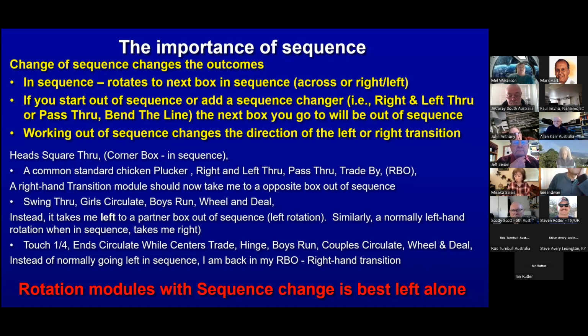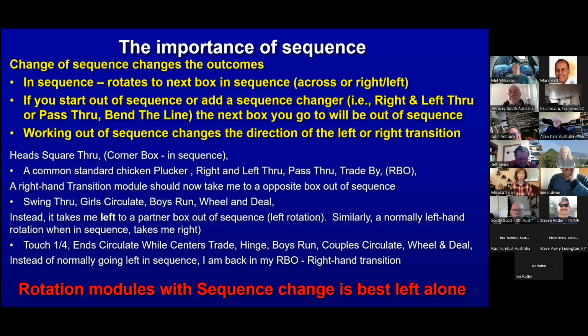If you start in sequence, your box rotates to the next type of box, either across the street in a chicken plucker, or it goes right or left, depending on what module you're using. But if you start out of sequence, meaning the couples are out of sequence, or you add a sequence changer somewhere in there, such as pass through, bend the line, or a right and left through, the boxes will rotate to the next box grouping with the dancers out of sequence. Now that's important for choosing the correct get out.